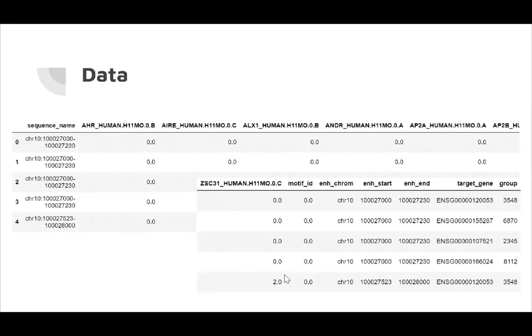But you'll see right here we have a 2. So that 2 essentially tells us that not only is that motif present in that enhancer sequence, but it also tells us that there are 2 of those motifs present.